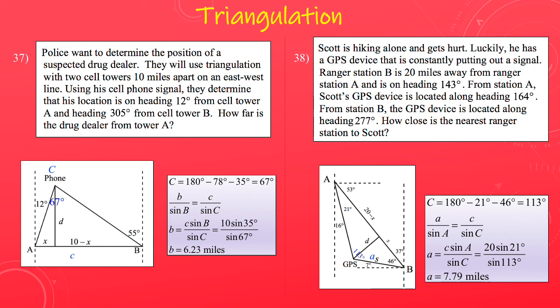We will call this A, and therefore A over sine A equals C over sine C, and A is equal to C sine A over sine C, or 20 sine 21 degrees over sine 113 degrees, and that gives us the distance A, which is equal to 7.79 miles.